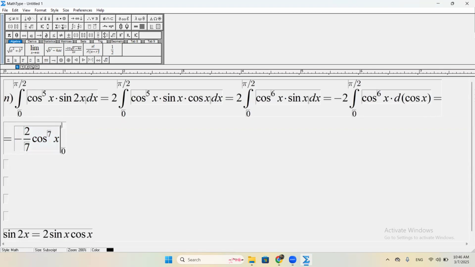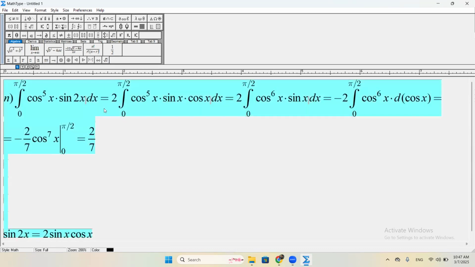So 0 and half of p. So cosine of p over 2 is 0, and cosine of 0 equals 1. But we subtract 1, so we have the final answer 2/7. Any questions about this exercise? Okay, I see that no questions, so moving to the next exercise.